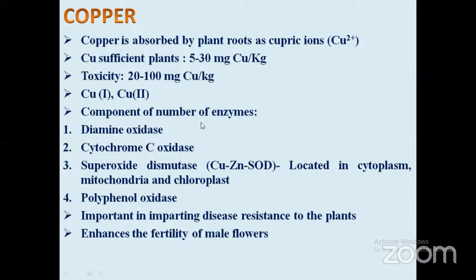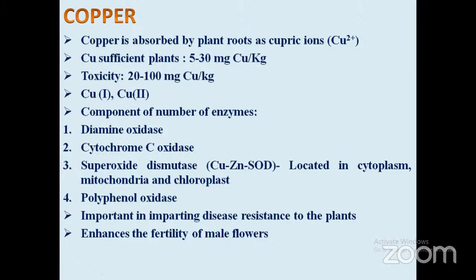Copper is a component of a number of enzymes like diamine oxidase, cytochrome oxidase, and superoxide dismutase. Zinc SOD we have seen; this copper and zinc SOD are together actually, so copper-zinc superoxide dismutase. This is located in the cytoplasm, mitochondria, and chloroplast. I'm emphasizing this again because in objective questions they used to ask where this manganese superoxide dismutase is present.